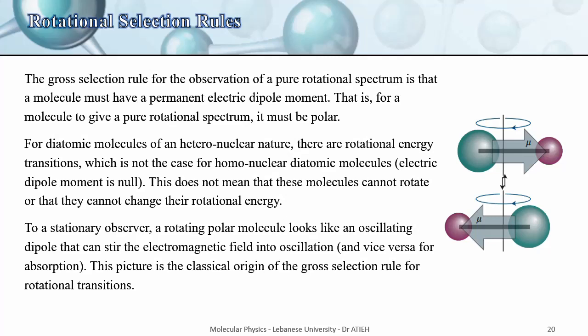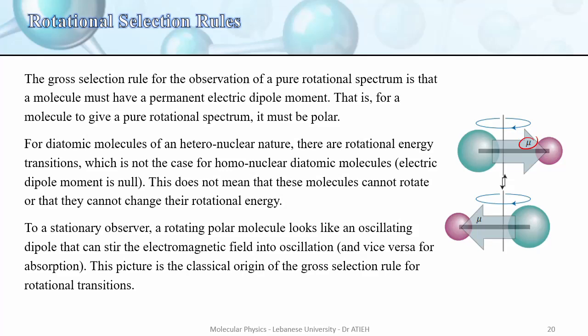So here on the right, you can see a heteronuclear molecule with different atoms rotating, and you can see the dipole. This is the dipole mu. You can see it rotating, and this rotation of the dipole will create the possibility of absorbing or releasing a photon. So to a stationary observer, a rotating polar molecule looks like an oscillating dipole that can stir the electromagnetic field into oscillation, and vice versa for absorption. This picture is the classical origin of the gross selection rule for rotational transitions.